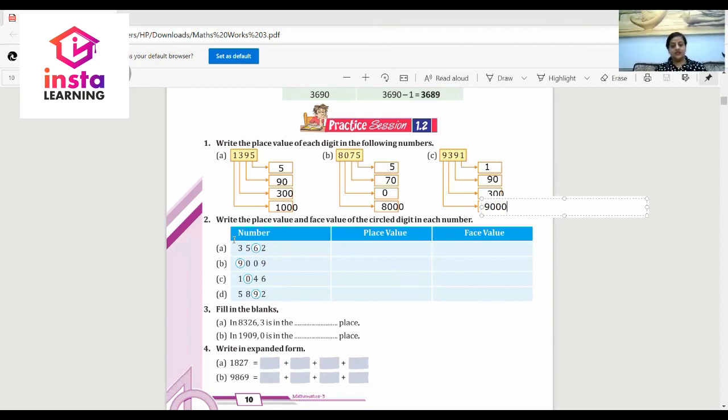Now next is write the place value and face value of the circle digit. Face value, you know that it is face. The number itself is called the face.